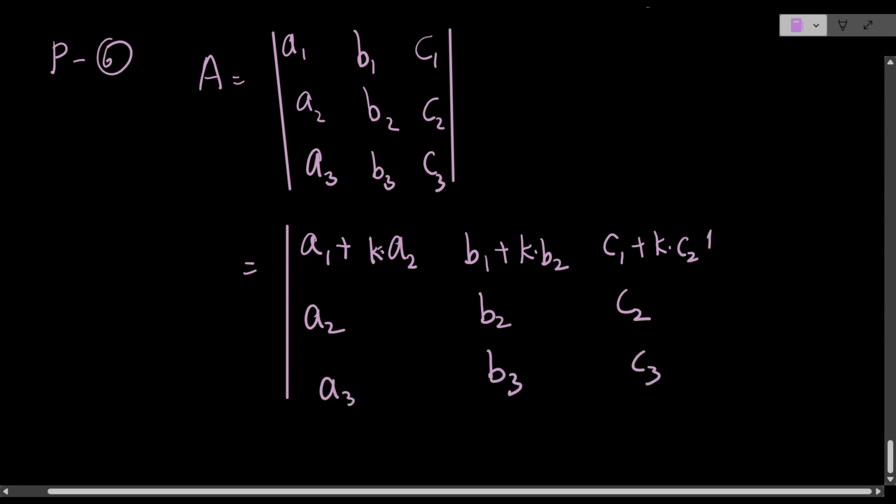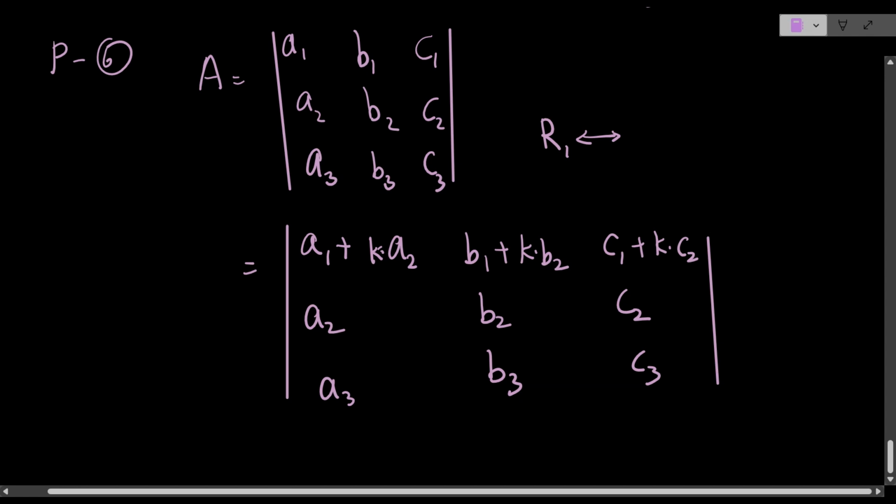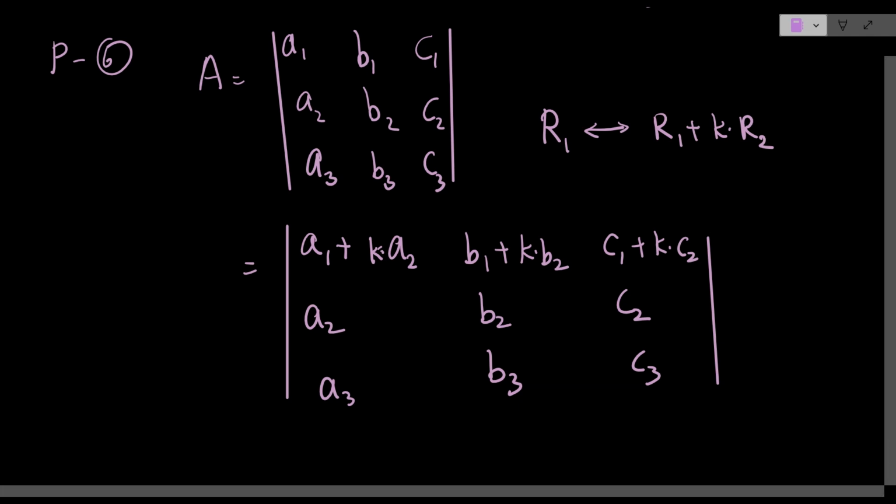So what I have done is R1 to R1 plus KR2. So here I have done R1 to R1 plus KR2. The resultant I have written in the first row itself. Understood? Then what will happen to its value?